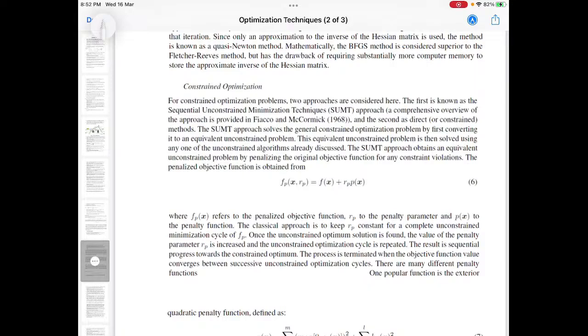Suppose here we are discussing constraint optimization. In the SUMT approach, the constrained optimization is converted to an unconstrained optimization problem, and it is solved using any of the techniques discussed earlier for unconstrained optimization.